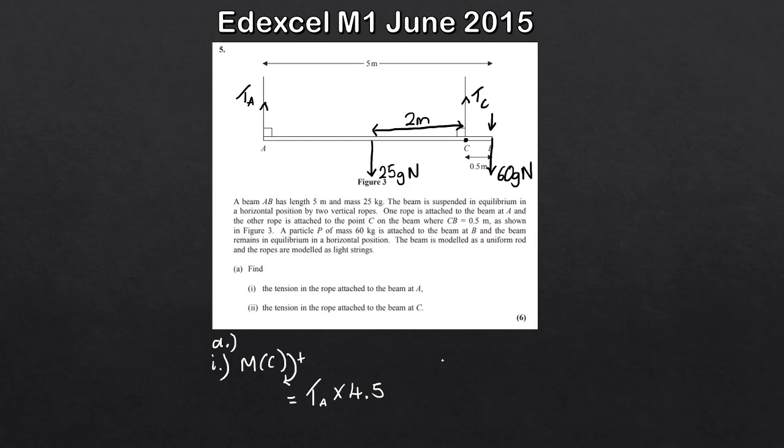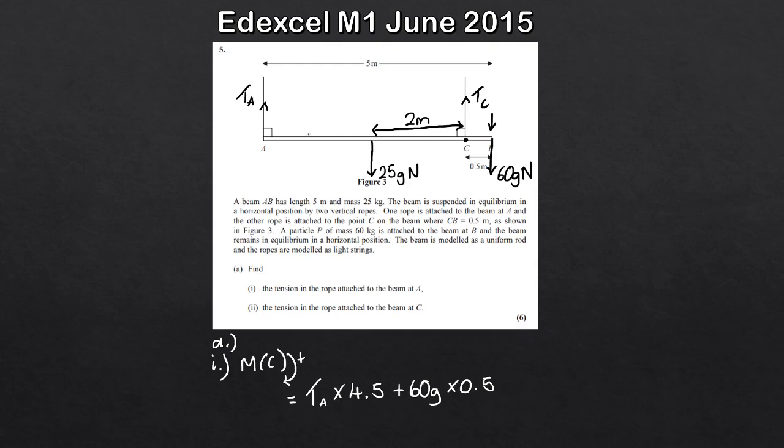So this is going to be 60G, and we need to times this by the distance, okay? Which in this case, from B to C, would just be a half. Remember, we just need to keep going back to C at all points. So we went from A to C for the first part. And now here, we're going from B to C, so 60G, the force, times by the perpendicular distance.